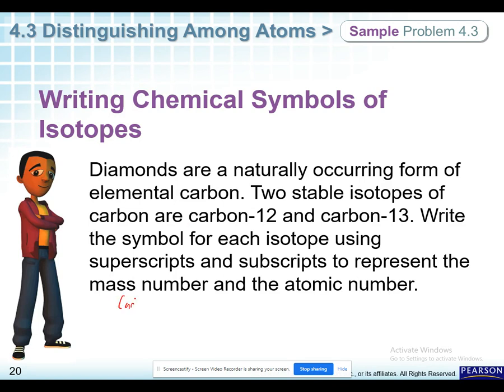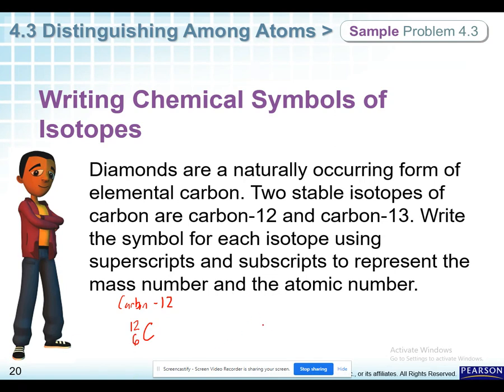So if I have carbon-12, my symbol for carbon would be C. Remember, this number right here is your mass number, so that always goes on top. And then what goes on bottom is my atomic number. So if you're looking at your periodic table, your atomic number on the one I provide in class is in your upper left-hand corner. And so for carbon, if you look at it, it would be 6.